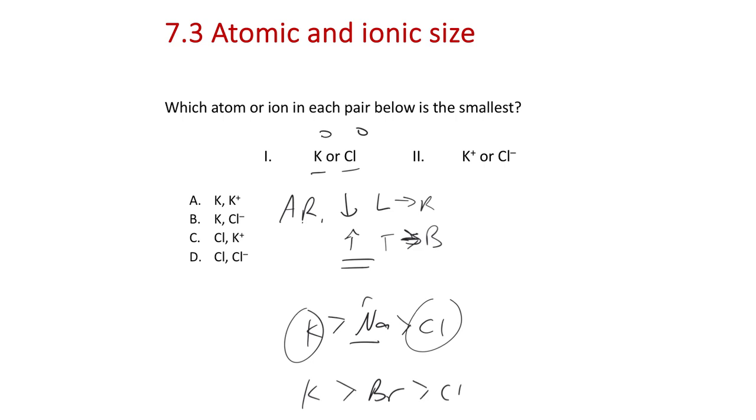So the thing that we wanted to do to compare the sizes of K versus Cl is just find a common element, either from left to right or from top to bottom, that we can make an easy comparison with, so we can know for sure how to rank the relative sizes of potassium and chlorine.